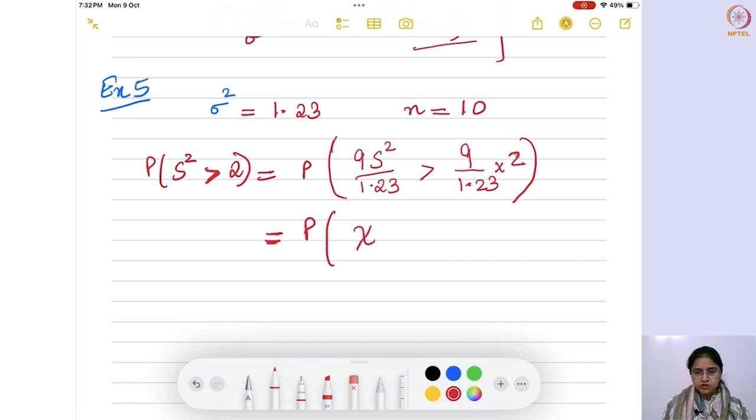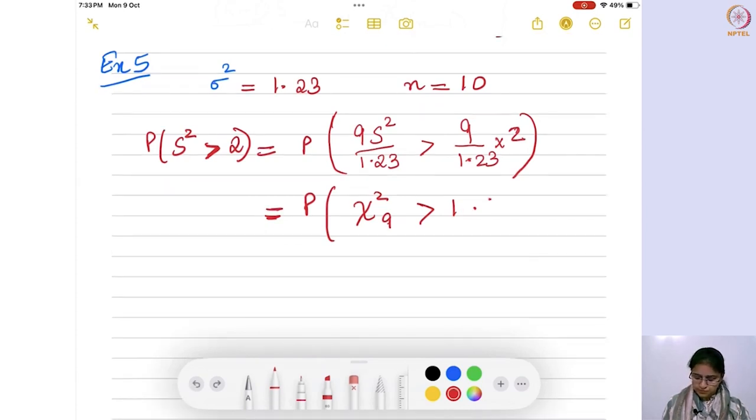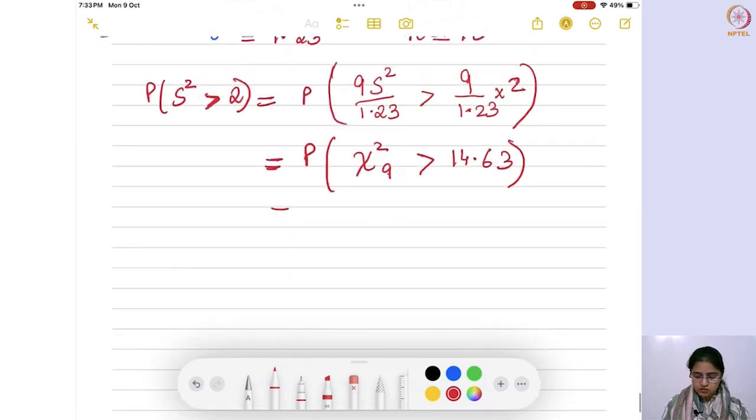a chi square random variable with 9 degrees of freedom. And here, if you solve this, this would come out as 9 times 2, that is 18, divided by 1.23. This comes around at 14.63. Which is basically the same as 1 minus the probability that chi square 9 is less than 14.63.